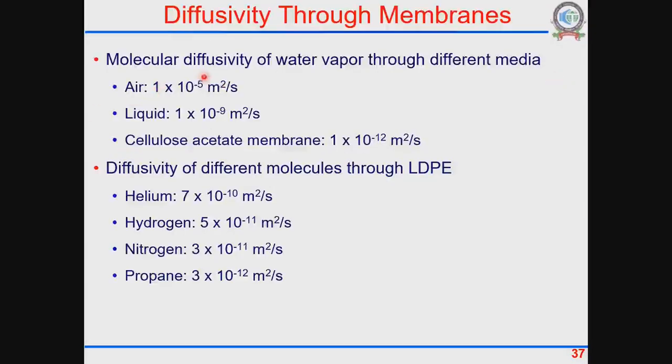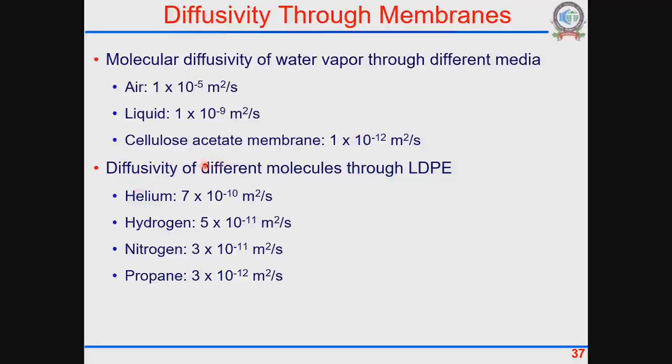Just to give you some idea about diffusivity, think about molecular diffusivity, bulk diffusion of water through different media. If you take air, water vapor diffusing through air will have a diffusivity of about 10 raised to minus 5 meters square per second. If it is diffusing through another liquid, let's say toluene or benzene, it would have a diffusivity of something like 10 raised to minus 9 meters square per second. If you are thinking about water diffusion through a membrane, it would be significantly lower as compared to even this, about 1 into 10 raised to minus 12 meters square per second.